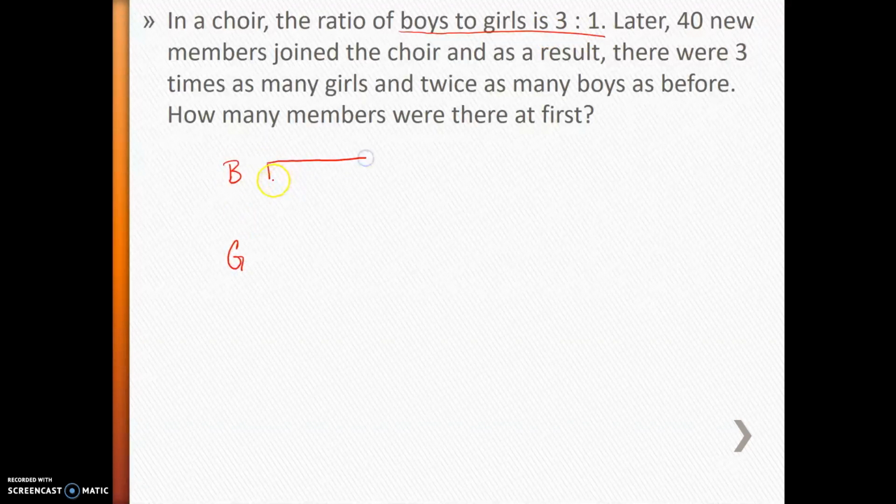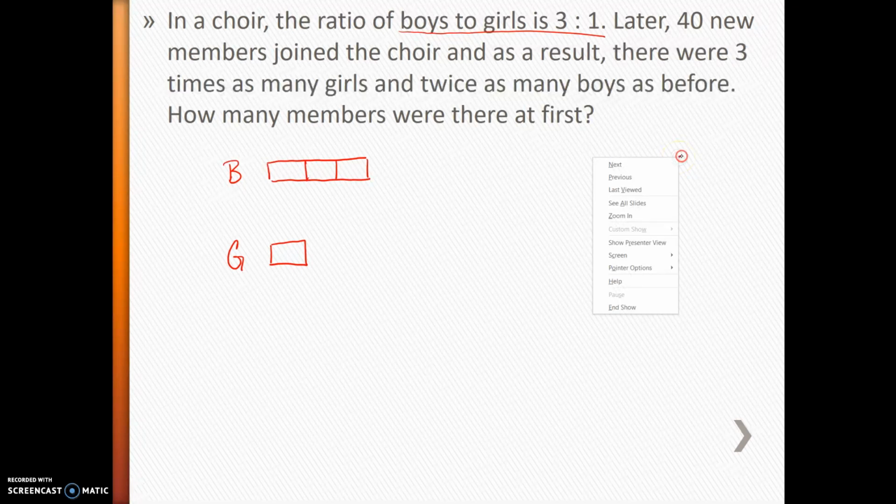We've got 3 units of boys and 1 unit of girls. It says later 40 new members joined the choir, and as a result there were 3 times as many girls and twice as many boys as before. So let me go ahead and change my ink color here. We'll go with purple. Okay, I'm not going to quite deal with this quantity yet. Let's deal with the new ratio.